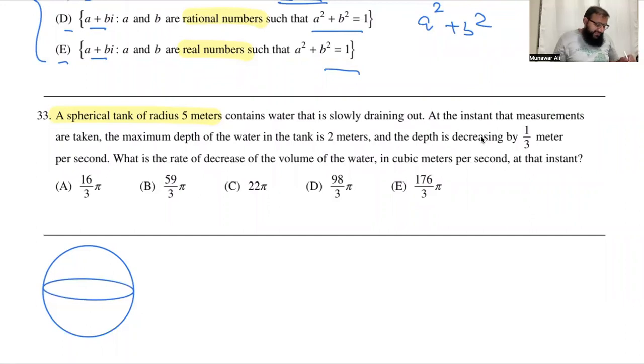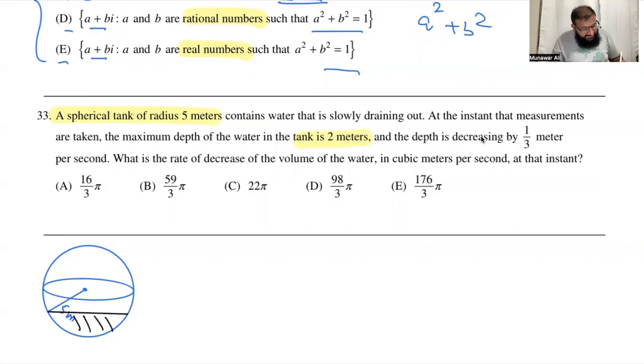Let's say you have a spherical tank, and it has a radius of 5 meters. It means from the center the distance is 5 meters. It contains water that is slowly draining out. So it contains water up to some level that slowly drains out, and the maximum depth of the water in the tank is 2 meters. So the maximum depth is, let's say the water is up to here.